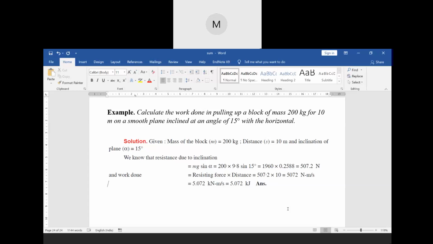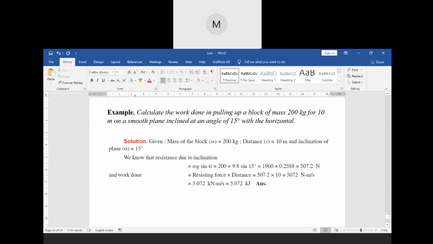So here, if you can see, the mass of the block is what? The mass of the block is 200 kgs. Right. So the mass of the block is 200 kgs. And for 10 meters, the work is done for 10 meters. Now someone asked me how it is being done.